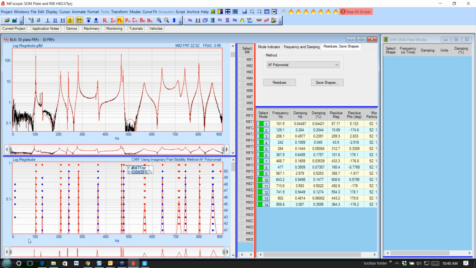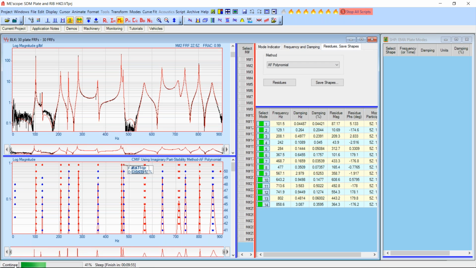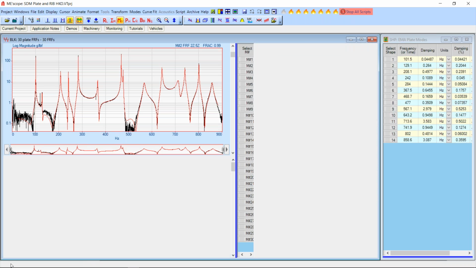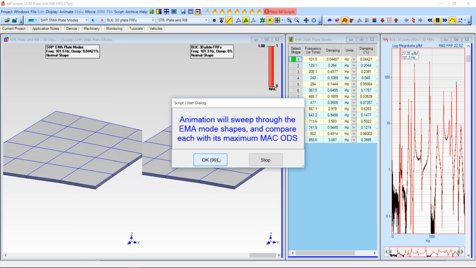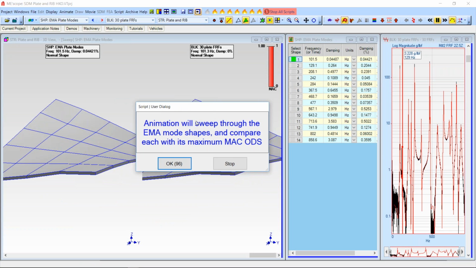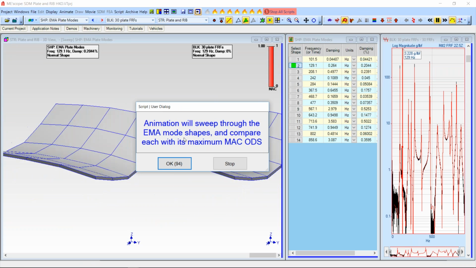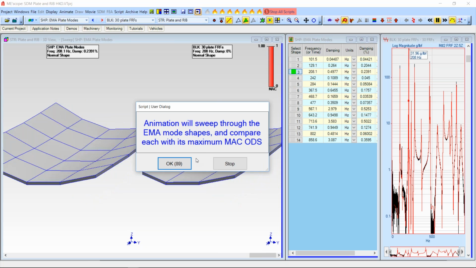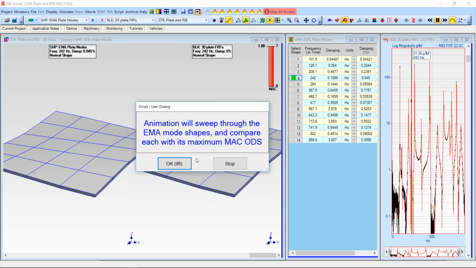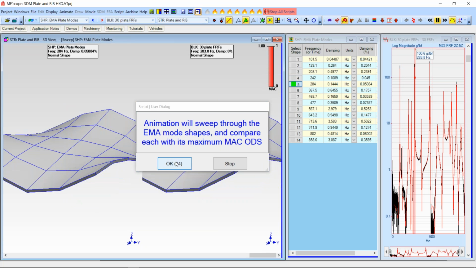So let's go on, and you can see that the scripting is still waiting for me, and I have to press this continue button down here. Now, if it waits too long, it's going to finish and then go on to the next step whether I like it or not. I'm going to press continue. Now it's moving on in its scripting, and now it's telling me animation will sweep through the EMA mode shapes and compare each with its maximum MAC ODS. Wow, that's a lot of words. What does that mean? Well, let's just look at the picture here.